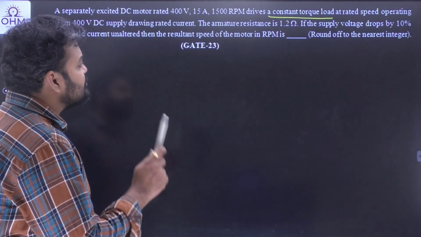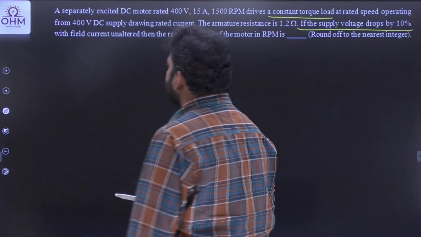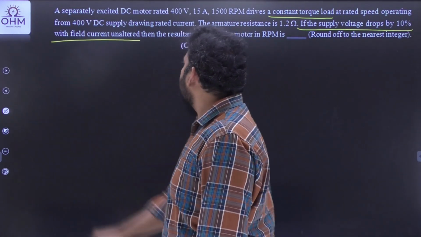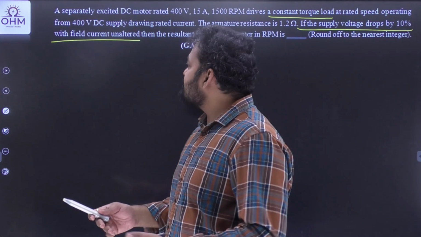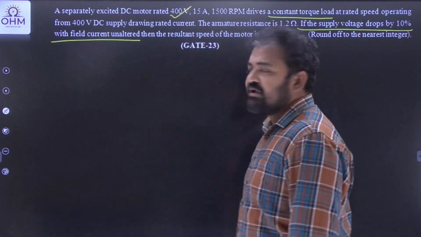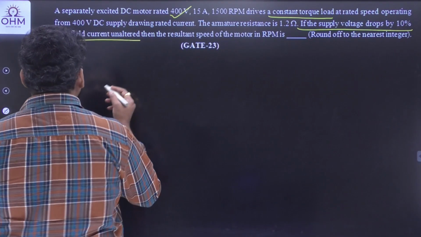If a supply voltage drops by 10%, field current unaltered, then what is the new speed of the motor? So there are two cases again. First case, rated voltage is used. In the second case, voltage was reduced by 10%. Okay, so note down the data.